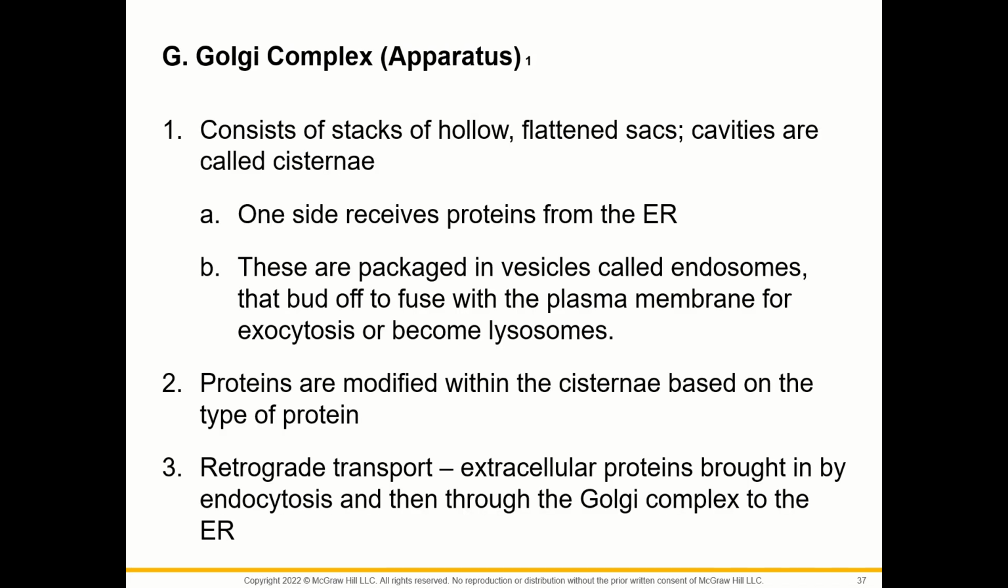The Golgi complex, aka Golgi apparatus, consists of stacks of hollow flattened sacs, and the cavities are called cisternae. One side receives proteins from the endoplasmic reticulum. These are packaged into vesicles called endosomes that bud off to fuse with the plasma membrane for exocytosis, or they become lysosomes. Proteins are modified within the cisternae based on the type of protein, and retrograde transport occurs when extracellular proteins brought in by endocytosis and then transported through the Golgi complex go to the endoplasmic reticulum.